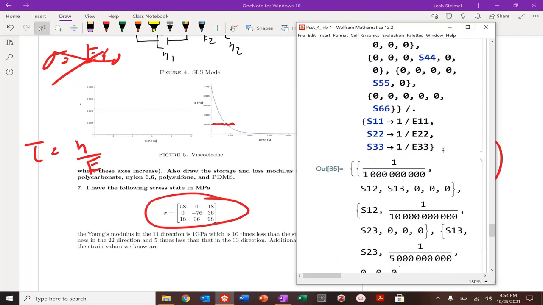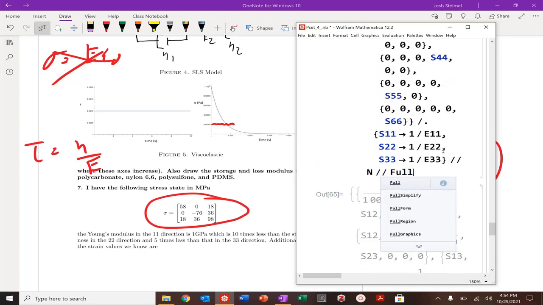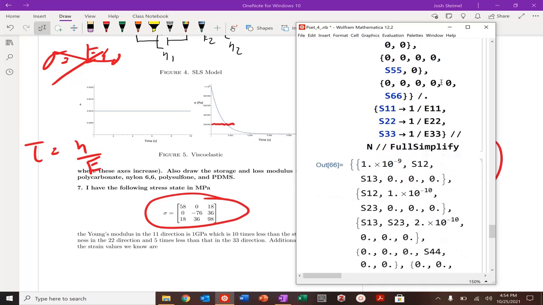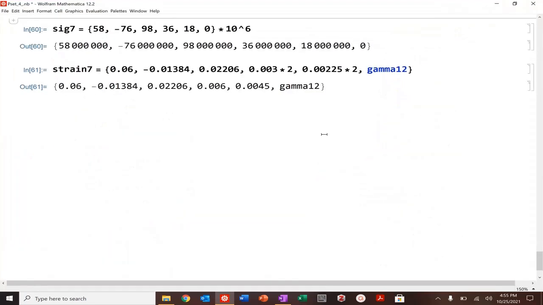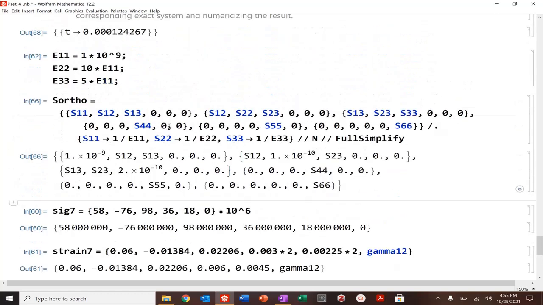Let's look at this numerically. Fully simplify, just making sure everything is nice and easy. Great. So now I'm left with quite a few unknowns. I don't know what S12 is. I don't know what S13 is. I don't know what S23 is, and then S44, S55, and S66.